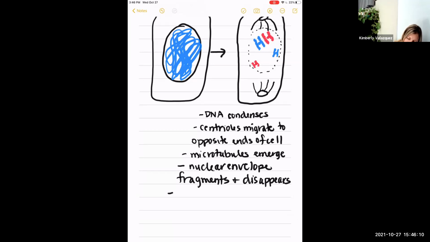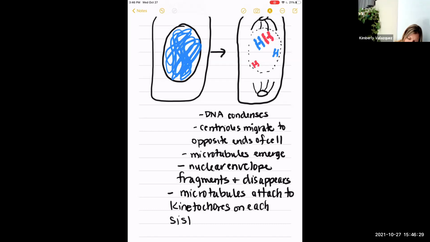And now microtubules attach to kinetochores on each sister chromatid, and realize that each sister chromatid is attached to a microtubule from an opposite pole.